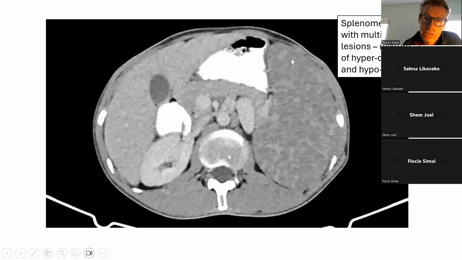This is a CT of what you can see on the ultrasound, and you can see here that firstly, it's a very enlarged spleen. The spleen is not normally as big as the liver, but in this case, it's a very enlarged spleen. And there are multiple lesions, a mixture of hyperdensity and hypodensity. And this is a child who had abdominal tuberculosis involving the spleen as well. So a miliary form of TB involving the spleen.